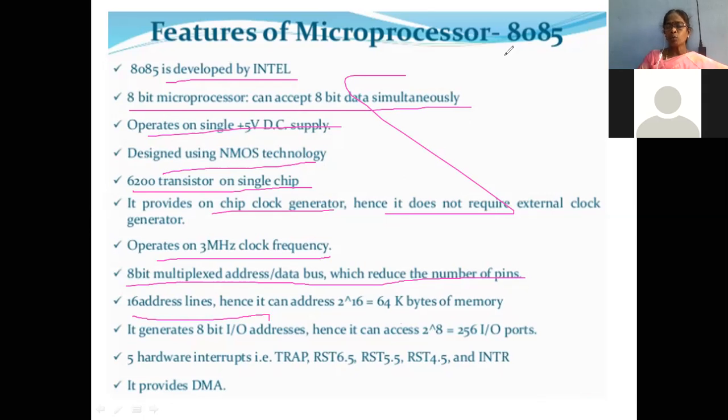Do you know how we are achieving this 64 kilobytes? Abhishek, can you tell? Do you know how we are getting 64 kilobytes? Or otherwise I will teach you. Okay, ma'am. No, ma'am. Okay, I'll tell you.